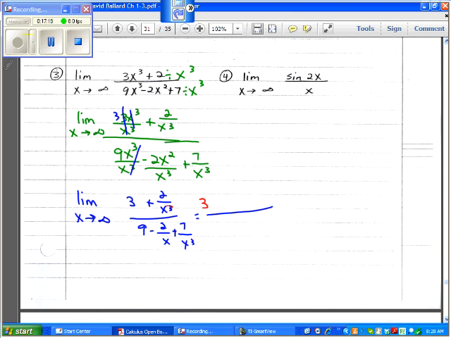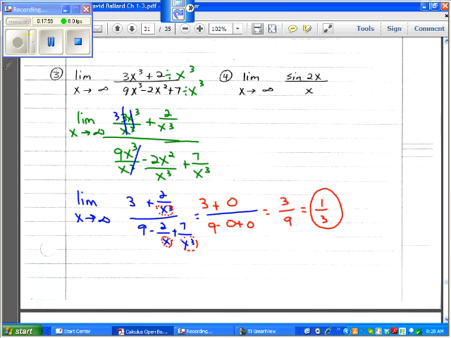So we're going to have a 3. As x gets infinitely large, we're dividing by something infinitely large, and so that's going to approach 0. And then we have a 9. As x gets infinitely large, we're getting something that's approaching 0. As x gets infinitely large, we're getting something again that approaches 0. So we're going to have a 3 over a 9, which is going to reduce to 1/3. And so the limit as x approaches infinity of that function is 1/3.